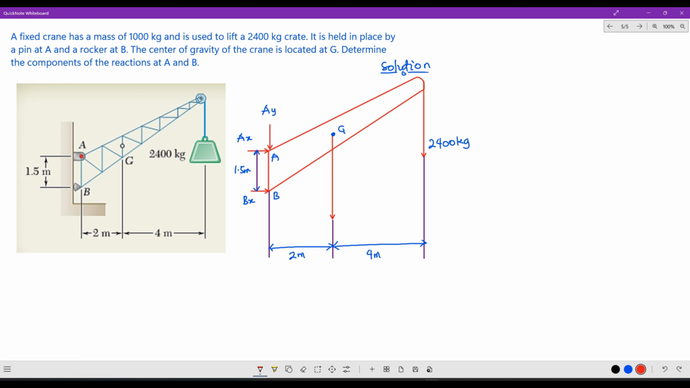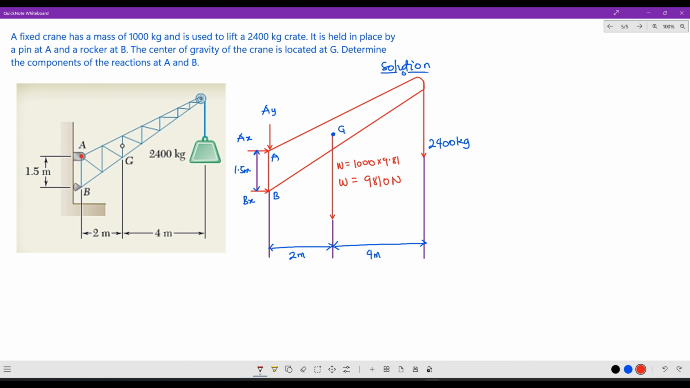Let's go to what we're going to do next. You know the center of mass of the crane, so that's where the weight of the crane will be concentrated. The weight is equal to 1000 kg multiplied by acceleration due to gravity, so that gives us the weight. Let's look at what you are going to get for the weight. You are going to have 1000 times 9.81, which gives us a value of 9810 Newton.